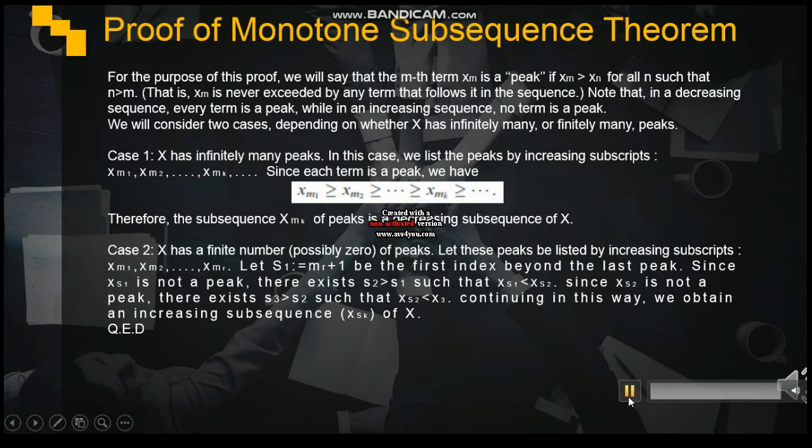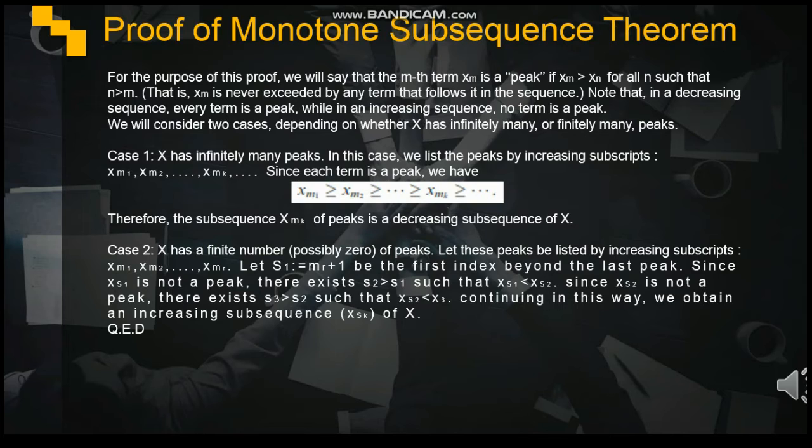Proof of the monotone subsequence theorem. For the purpose of this proof, we will say that the m-th term x_m is a peak if x_m is greater than x_n for all n such that n is greater than m. That is, x_m is never exceeded by any term that follows it in the sequence. Note that in a decreasing sequence, every term is a peak, while in an increasing sequence, no term is a peak. We will consider two cases depending on whether x has infinitely many peaks or finitely many peaks.